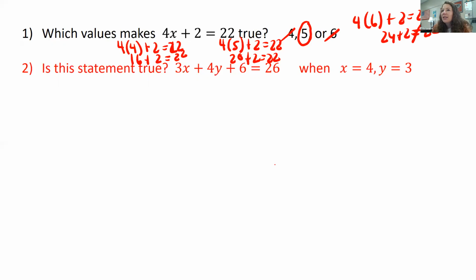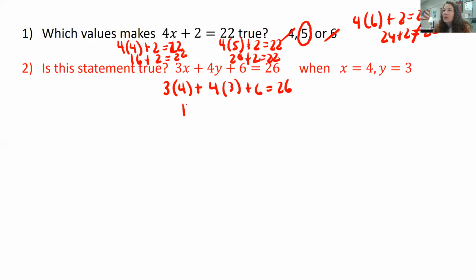All right, which is this statement true when x is 4 and y is 3? Well, we're simply going to plug those values in. 4 for x, I should say, and 3 for y. And you're going to do all these types of problems in your exercises this week.